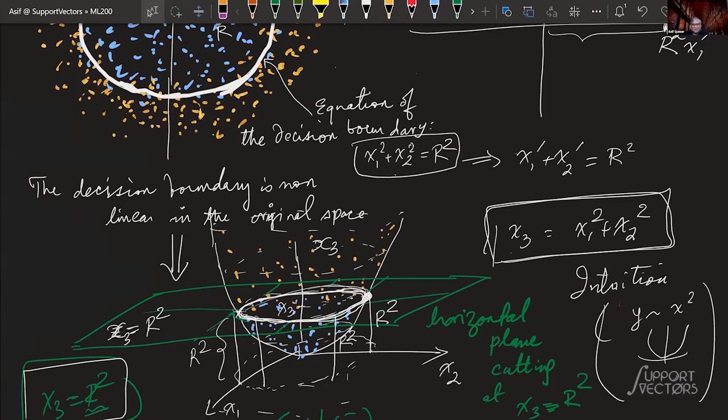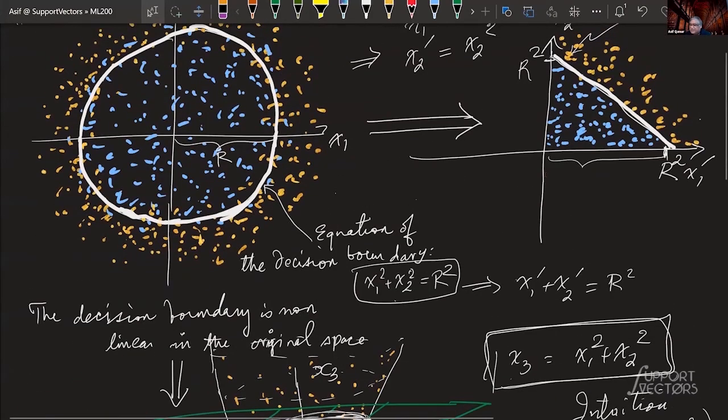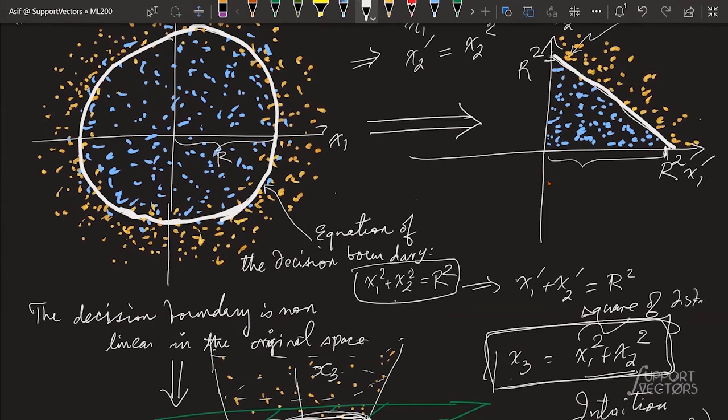No, it is not x square plus y square plus z square. We are not talking about that. This is the square of the distance, and we are saying that the x3 axis value is simply the square of the distance. What we are not doing is x1 square plus x2 square plus x3 square equal to some constant, because that would be all points on a sphere. And we are not doing that.